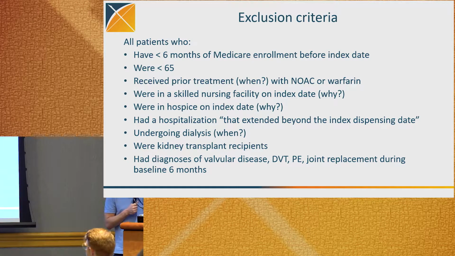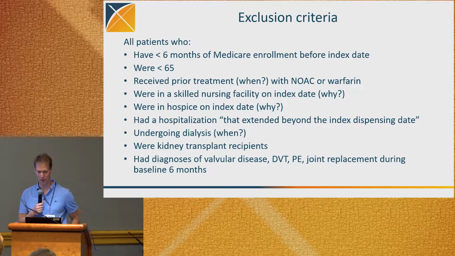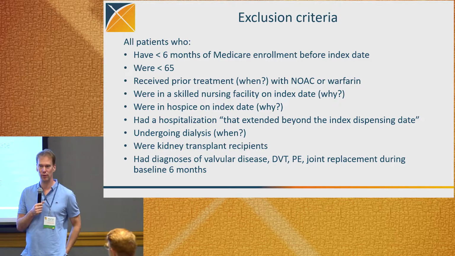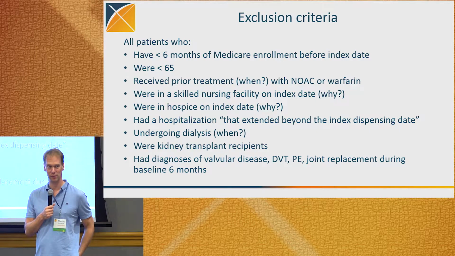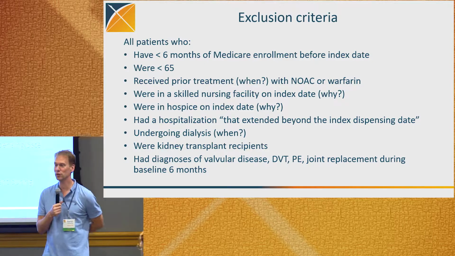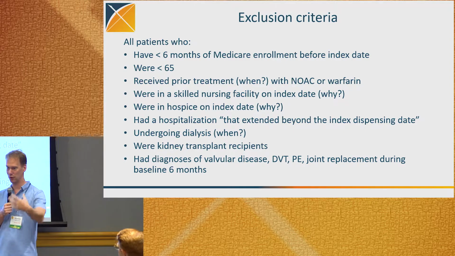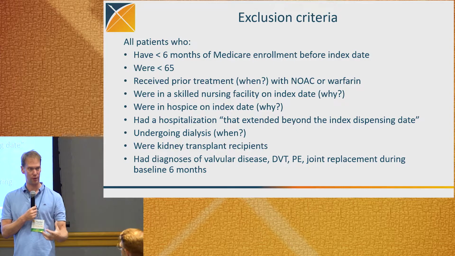And then they had a bunch of exclusion criteria. So you had to have at least 6 months of Medicare enrollment before the index date, and else you're out. So why do they require that? Anybody have an idea? Why require 6 months of observation before they start the drug? Baseline covariates, yeah. You want to know something about these people because you want to know if they're comparable. And you can only get that from the baseline period, so the time before the decision was made.